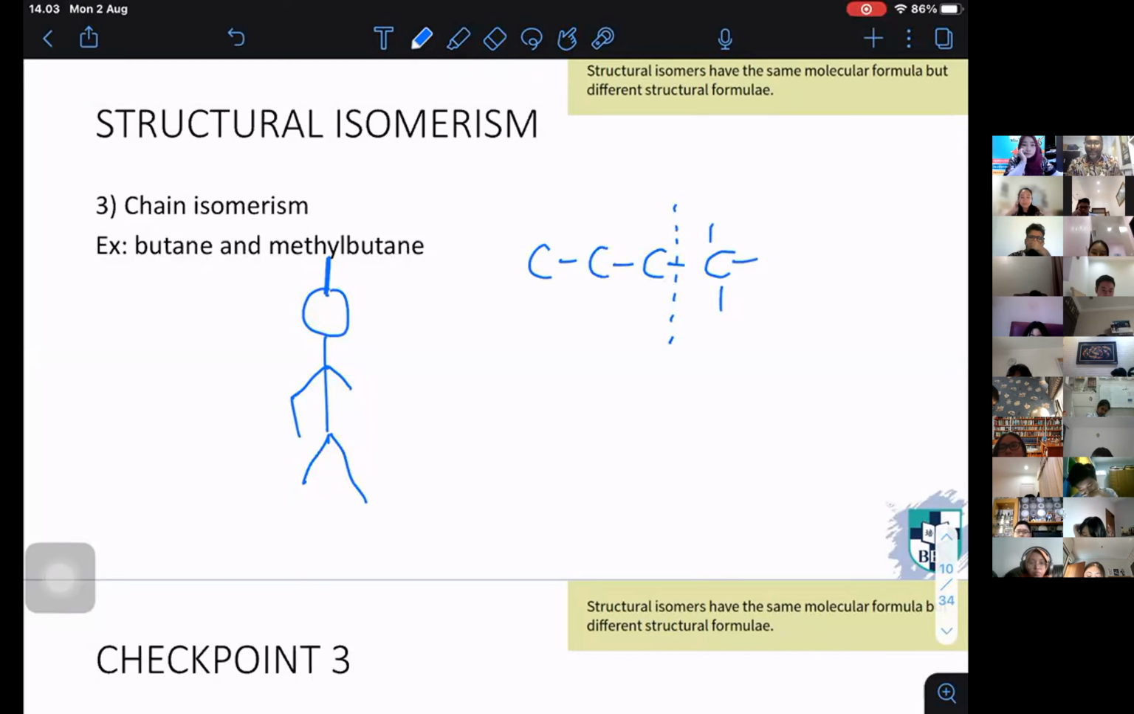Now let's look into the checkpoint. Draw and name all the structural isomers for C4H8. I'm not going to draw the full displayed formula or something like that. I'm just going to show you C4H8. This one follows CnH2n. You should know this is going to be alkene. It involves a double bond.